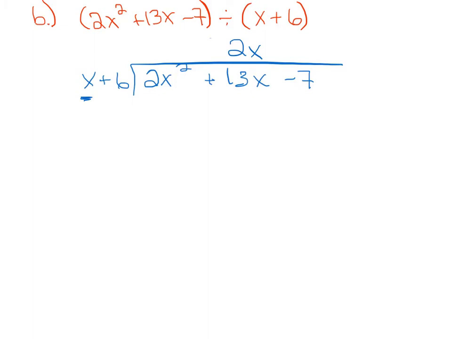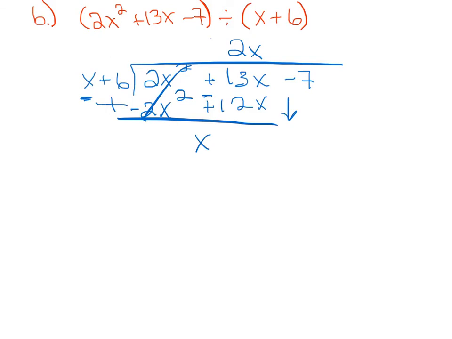2x times x gives us 2x squared. 2x times 6 gives me a plus 12x. We're going to subtract this expression. When we subtract, again, your trick could be add a line, change the signs of what you had there so that your 2x squareds cancel out, and you'll be left with an x. Bring down your 7. Well, 1 times x gives you an x, so we need a plus 1.